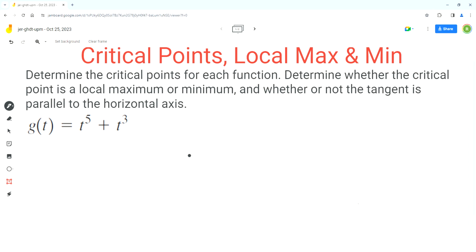So in this video, we'll solve this word problem using the concepts of derivatives. As per the problem, determine the critical points for each function, determine whether the critical point is a local maximum or minimum, and whether or not the tangent is parallel to the horizontal axis. So we are given the function g of t equals t^5 plus t^3.